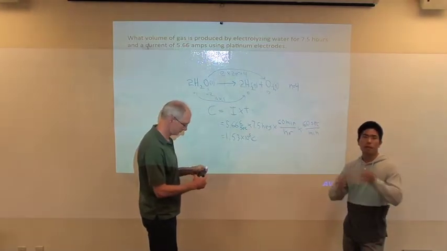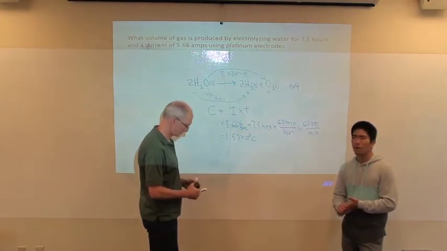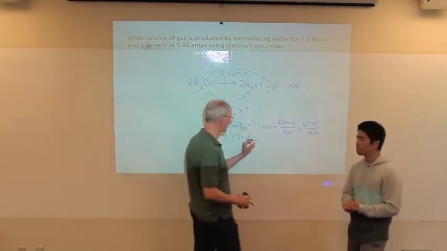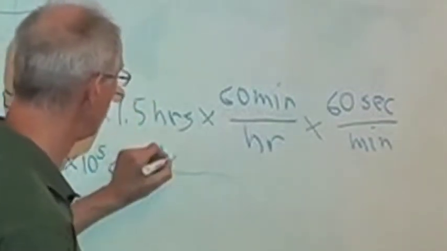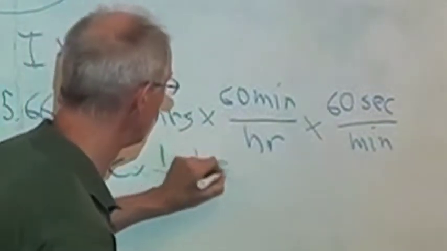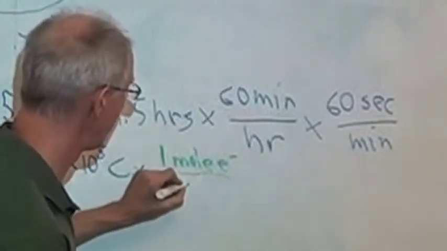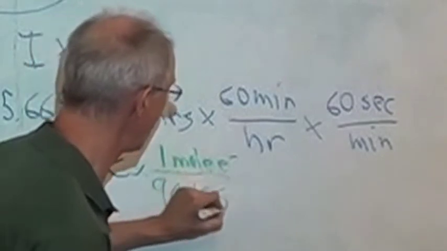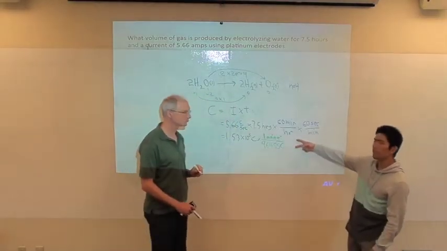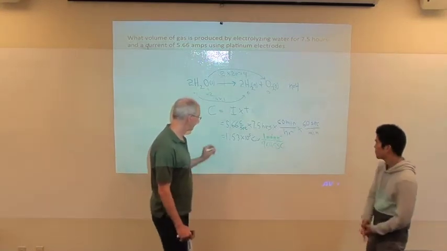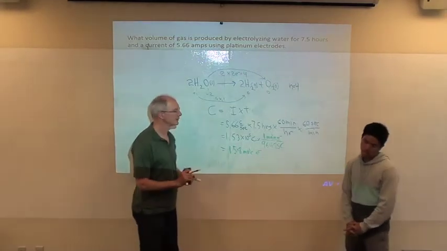Well, if you just think about units, you want to cancel your coulombs, right? So you would divide by Faraday's constant. Exactly. So I'm going to multiply by 1 mole of electrons per 96,485 coulombs. What we did was just take Faraday's constant and flip it. And what do I get? 1.58 moles of electrons.